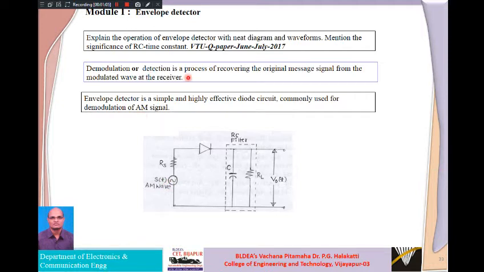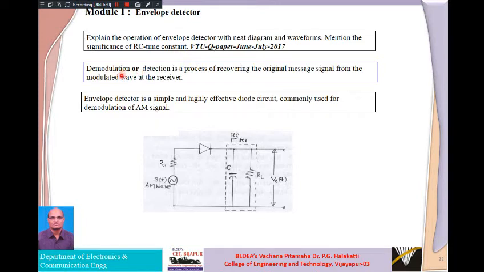This question has been asked, I have quoted here, in the VTU question paper, June-July 2017, your scheme only. Explain the operation of envelope detector with a neat diagram and waveforms. The diagram and waveforms we have to practice here. Also mention the significance, meaning the importance, of the RC time constant.